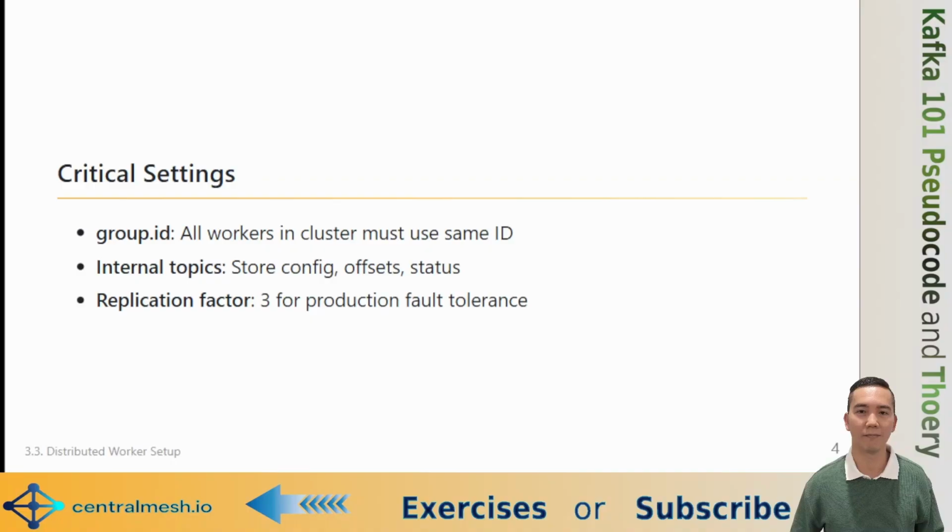Second are the internal topics. These topics hold all of the shared state that allows workers to coordinate with one another. Finally, use a replication factor of 3 whenever possible. Since these topics contain the cluster metadata, protecting them against broker failure is extremely important.